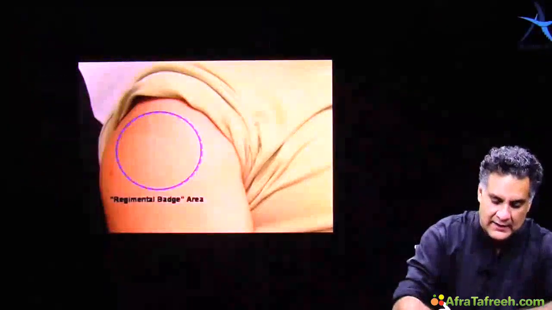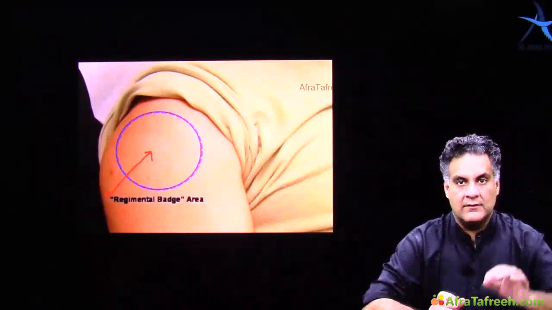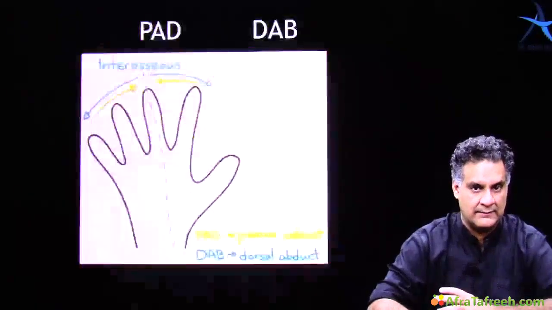Axillary nerve is damaged in shoulder dislocation, fractures of the upper end of humerus, and injection into the deltoid. This is the area at the upper end of the humerus, proximal arm, where the regimental badge is. The army people have their badges, called the regimental badge area.